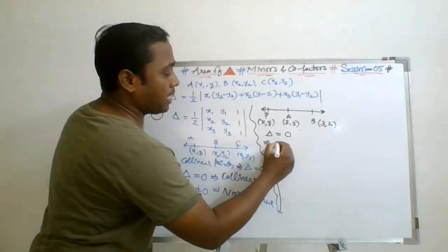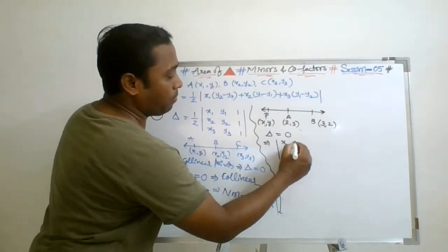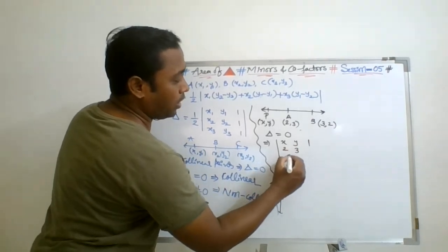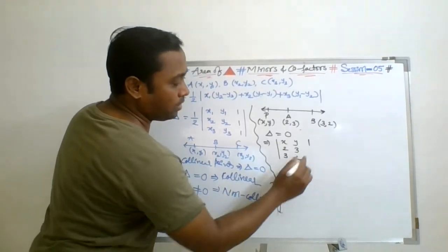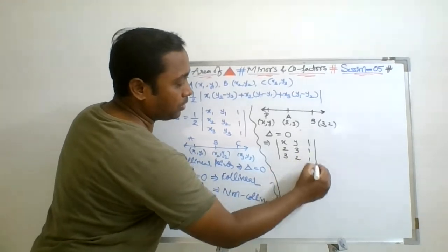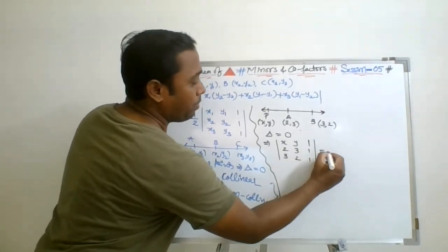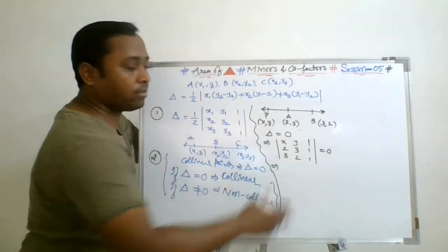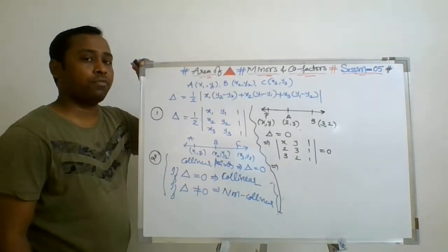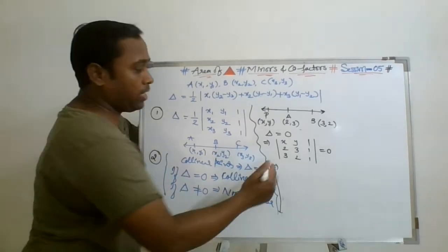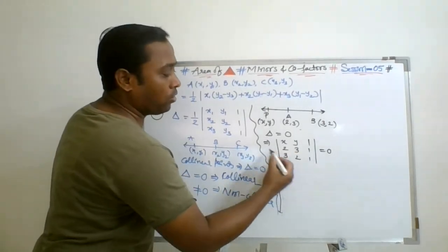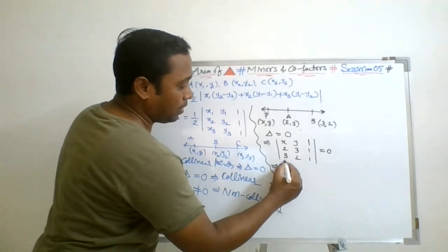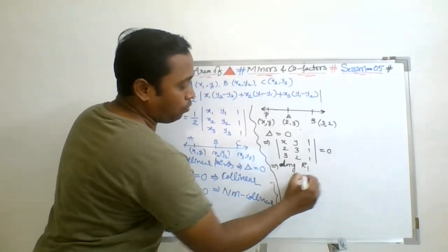Hence, this implies that the determinant formed by these points, x, y, 1, then 2, 3, 1, then 3, 2, 1, must be equal to 0. Now simply expand this determinant along any row or column. I am expanding along row 1.